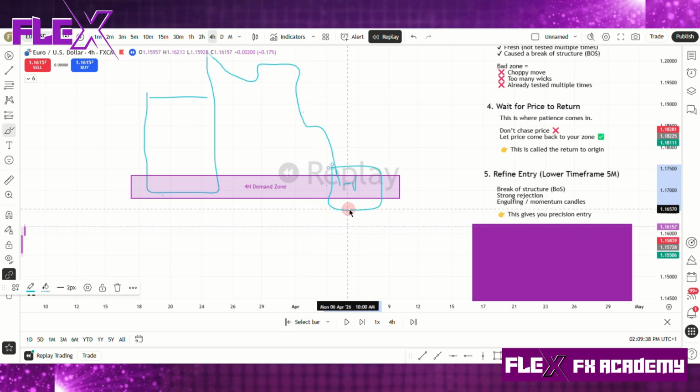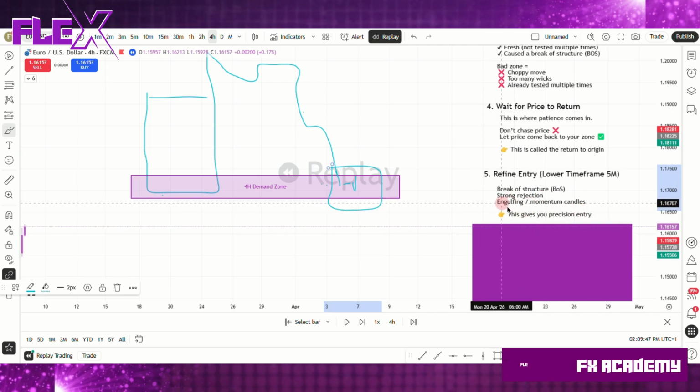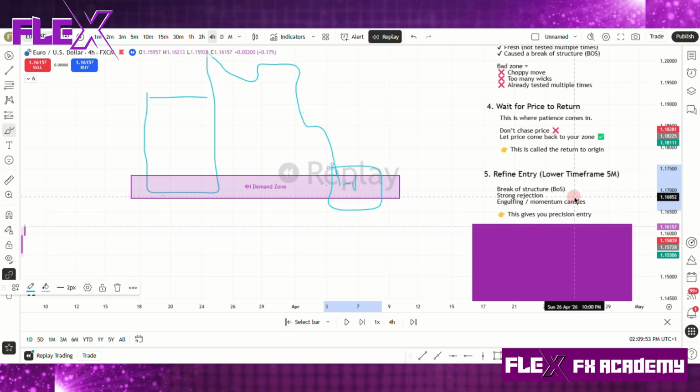So what we're looking for is a break of structure. Take note of that. A break of structure, a strong rejection candle, and an engulfing or momentum candle. So this is what we're looking for in stage 5. This gives you a precise entry. But this is done on the 5-minute time frame. Please do not forget this 5-minute time frame. That's where we're looking for that particular entry.